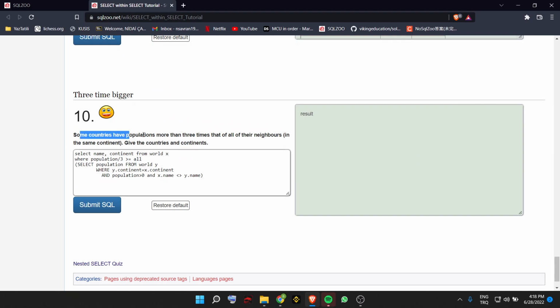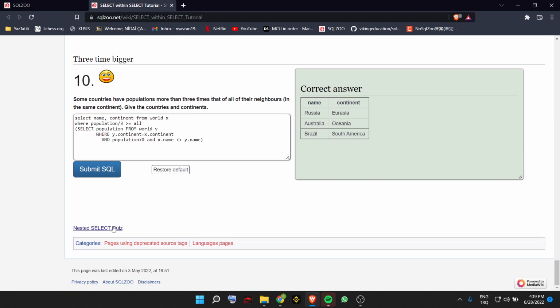Some countries have populations more than 3 times that of all the neighbors. In that, I take the population of all countries in the same continent, and I didn't take the same country as this country, because the country's population can't be 3 times its own, because they are equal, obviously. So where population divided by 3 is bigger than all countries' populations.